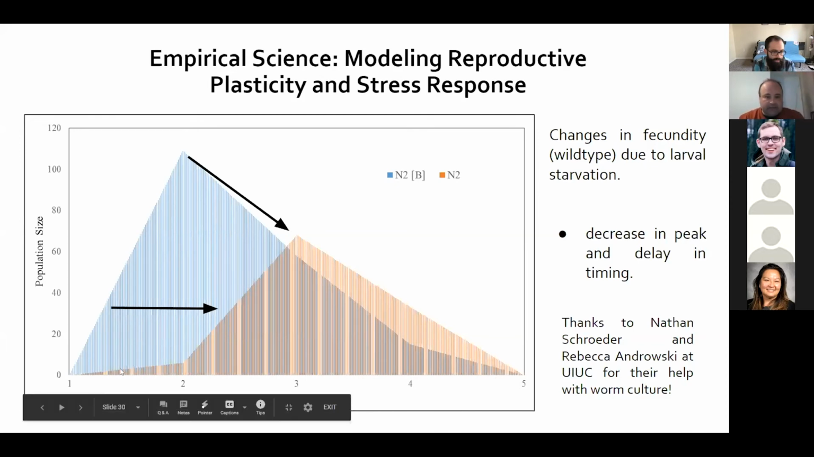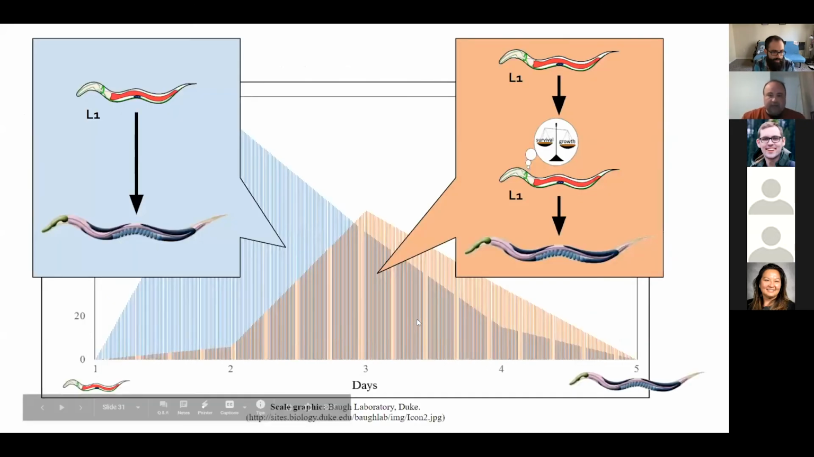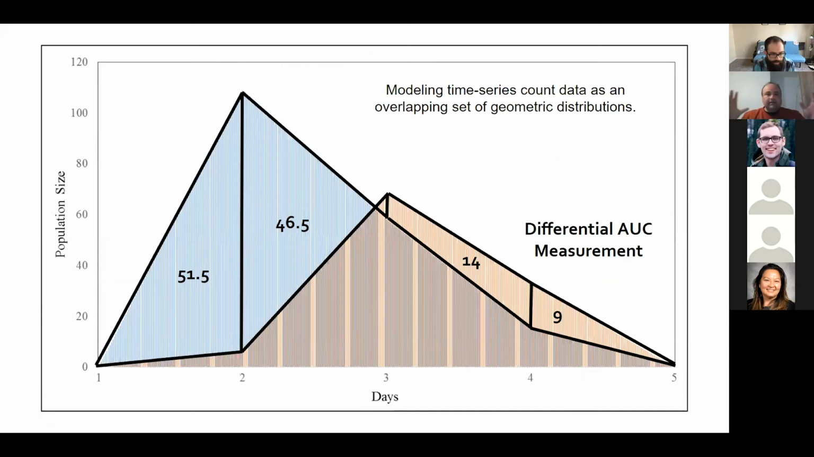But in the example that's starved, you have this delay in terms of when it starts reproducing, and it doesn't reproduce as much. So you can see there's this case where the L1 is just allowed to develop normally, and then the L1 is starved and then allowed to develop. And so you can see this difference. And these geometric shapes are actually taking the number of offspring per day and then building these shapes.